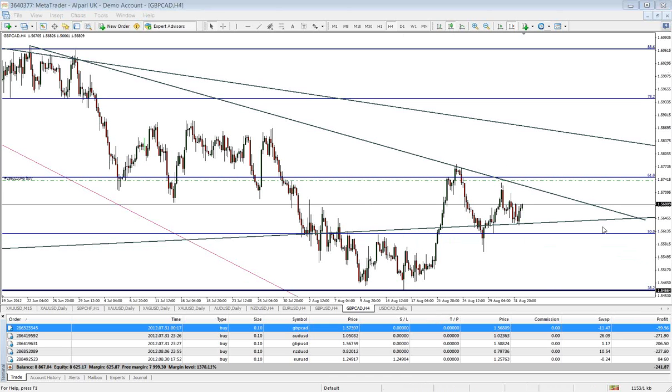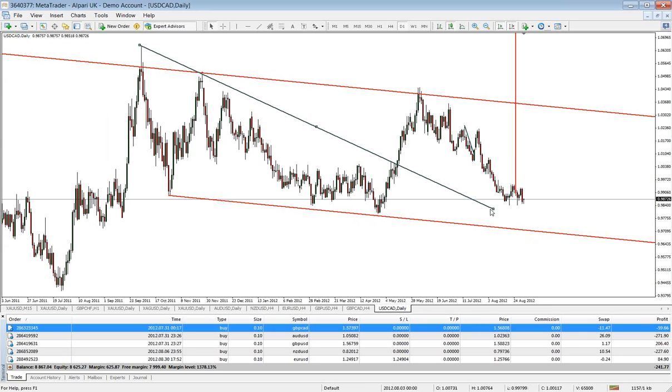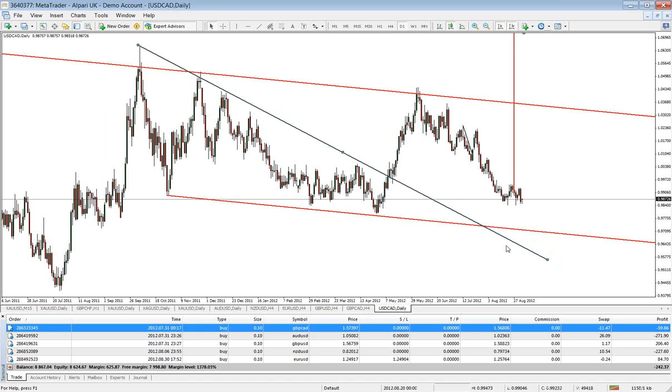Don't forget that you can ask any questions, guys. We're getting to the last currency pair that we have, which is United States dollar Canadian dollar. Okay, that's the pound Canadian.